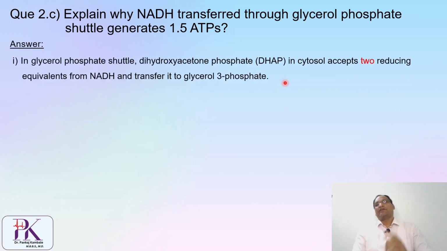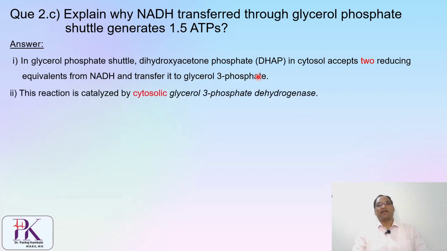There is one intermediate of glycolysis, dihydroxyacetone phosphate, which is present in the cytosol. This dihydroxyacetone phosphate accepts two reducing equivalents, or two electrons, from NADH and transfers them to form glycerol 3 phosphate. That is the first step in the glycerol phosphate shuttle. Reducing equivalents are transferred from NADH to glycerol 3 phosphate. This is happening in the cytosol, and it is catalyzed by glycerol 3 phosphate dehydrogenase, which is present in the cytosol.